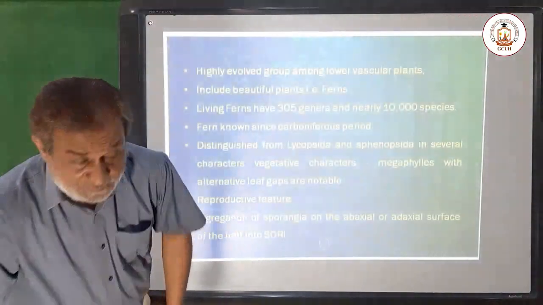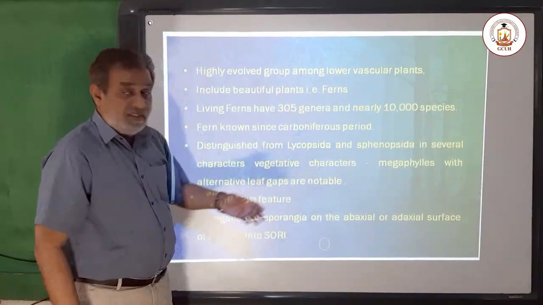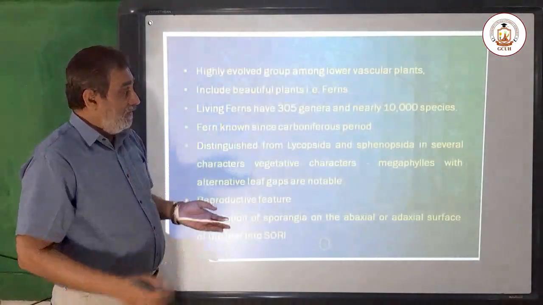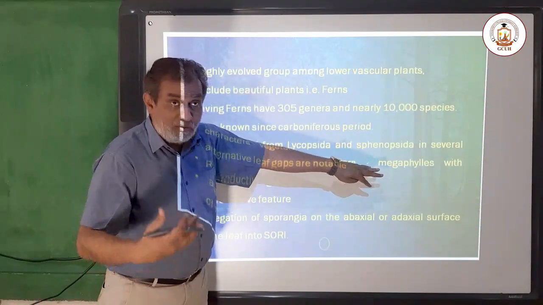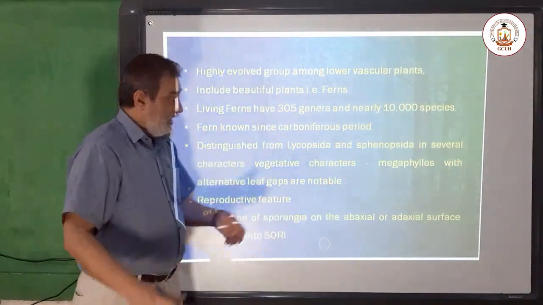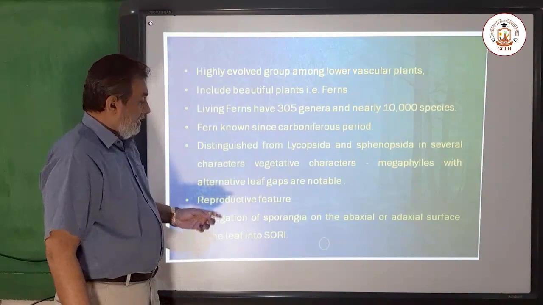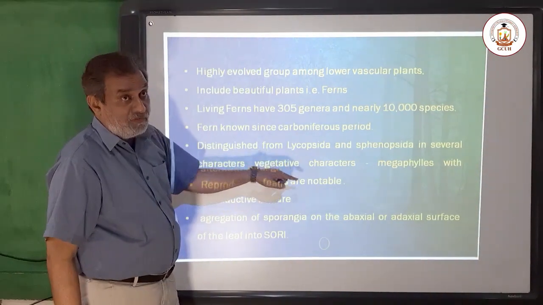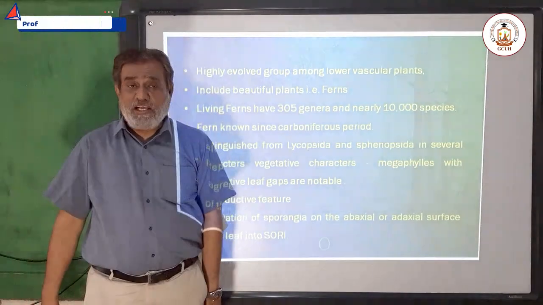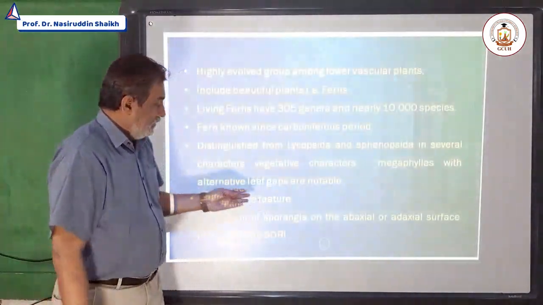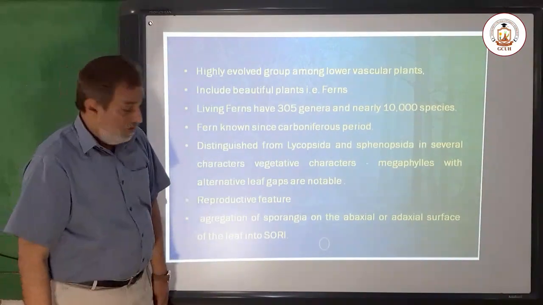Now you have seen the difference between the leaves of the Lycopsids, Sphenopsids and Pteropsids. The Pteropsids are the beginning of the megaphylls, and you have seen the different types of megaphylls with a number of veins. Leaf gaps are also present here. Last time we studied the leaf gaps in our stellar system, so the leaf gaps are also notable in the anatomy of their leaves.